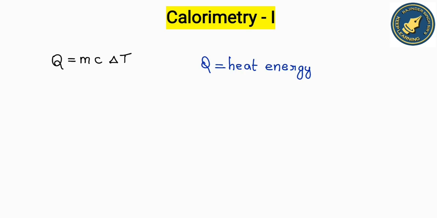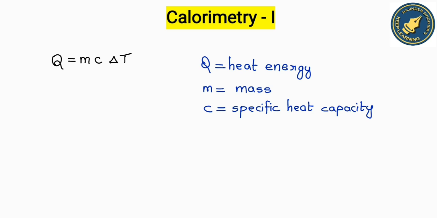Q is equal to heat energy, M is equal to mass, small c, specific heat capacity. Delta T is change in temperature. It can be rise in temperature or it can be fall in temperature.